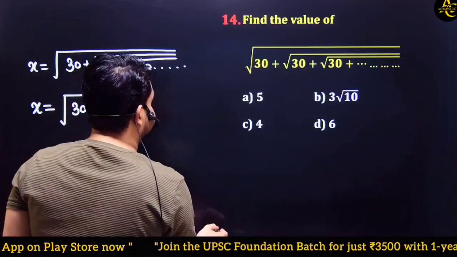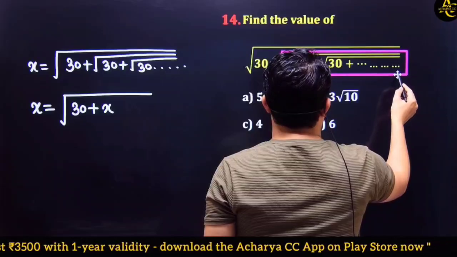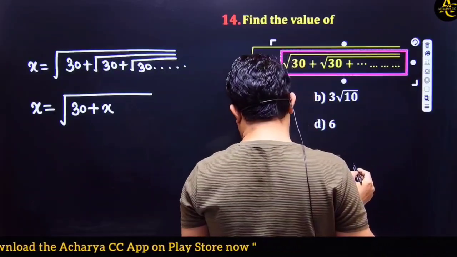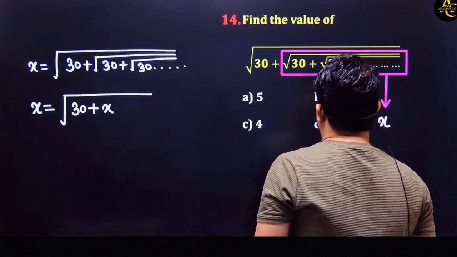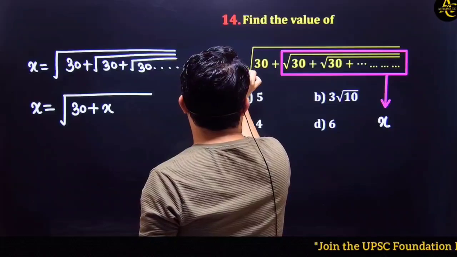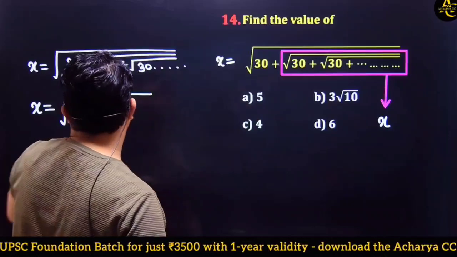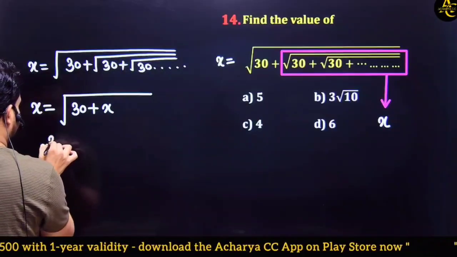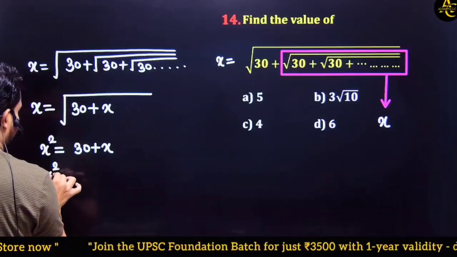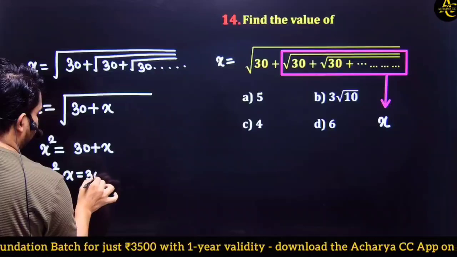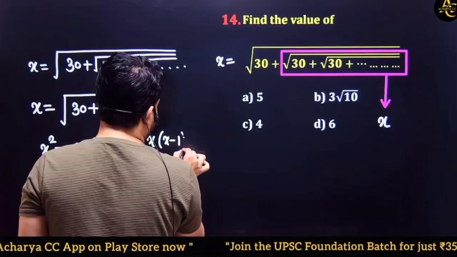See here, this term is equal to x. Because this term goes till infinite terms, this will also be x. Squaring both sides, what I will get, x square is equal to 30 plus x, x square minus x is equal to 30. If I take x common, then x into x minus 1 is equal to 30.